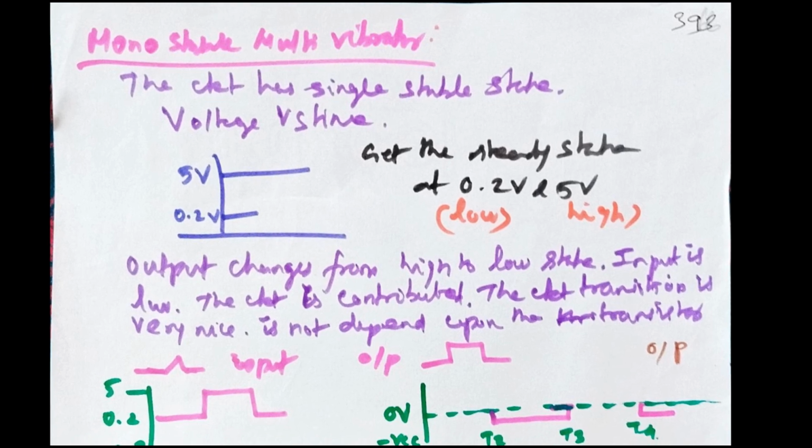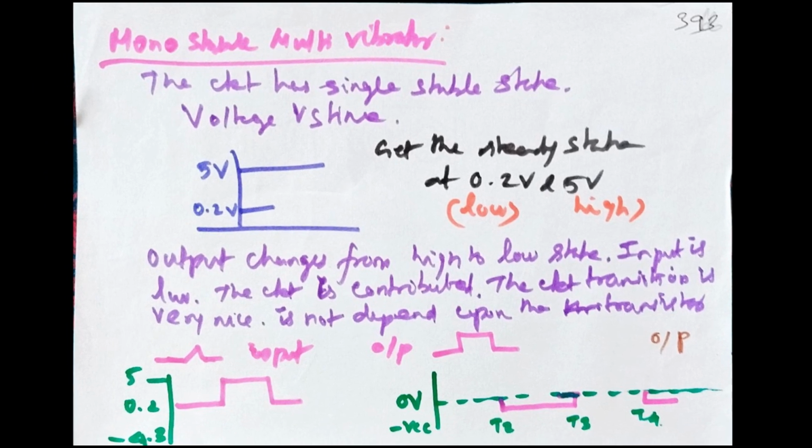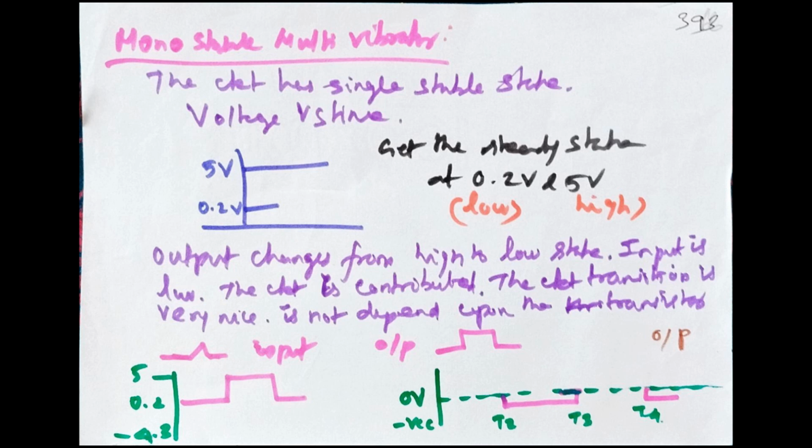Monostable multivibrator waveform shown in figure. The circuit has a single stable state. Mono means one, that is, a single stable state. Voltage versus time graph shown in figure: 0.2 volt small line, 5 volt large line. We get the steady state at 0.2 volt and 5 volt. 0.2 volt is low, 5 volt is high. Output changes from high to low state.